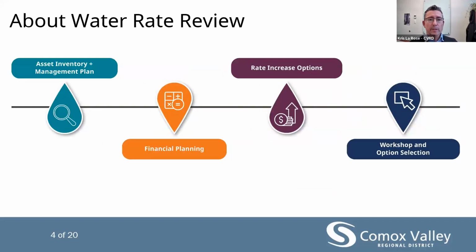So let's look more at what a comprehensive water rate review is and what it entails. This process included 4 key stages that began a few years ago. We started first with an asset inventory and management plan in 2019. This inventory and management plan took stock of all of our current infrastructure, identifying age, condition, and criticality of the different components that we're responsible for across the region.